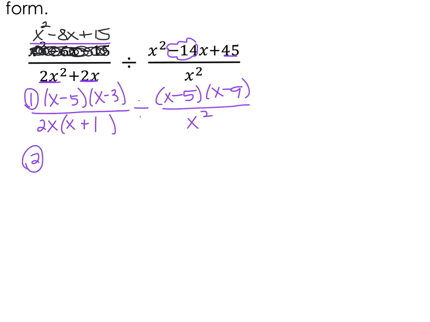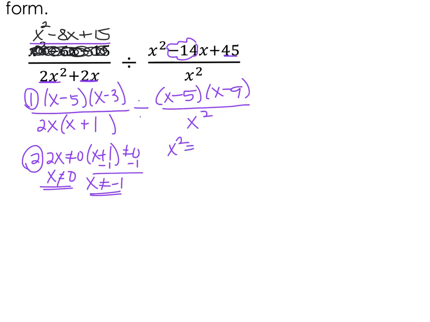For our first fraction, we have 2x can't equal 0, and x plus 1 can't equal 0. So in this case, x can't equal 0, and if we move the 1 over, x also can't equal negative 1. So let's underline those. And for that second one, if x squared can't equal 0, well, that just means x can't equal 0, and we already have that, so that one's already covered. We don't have to write 0 twice.